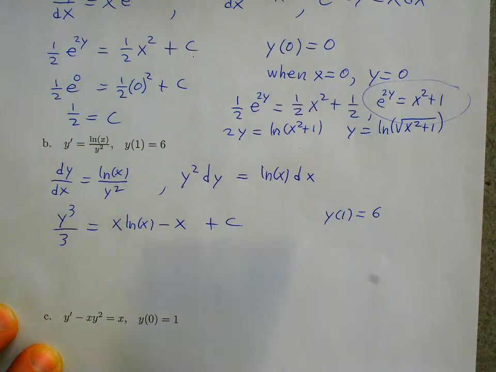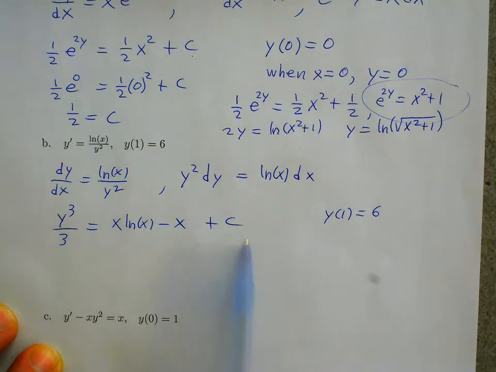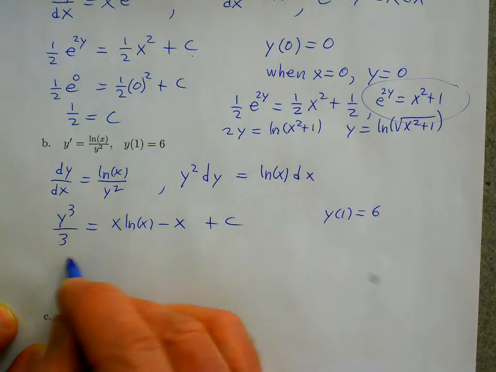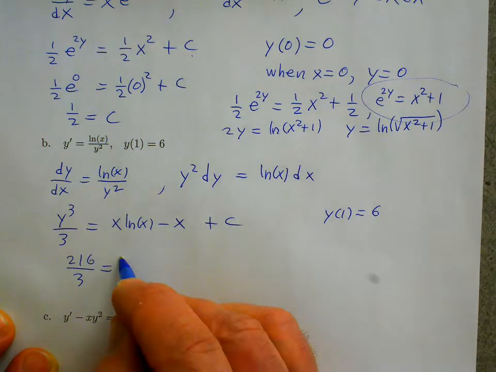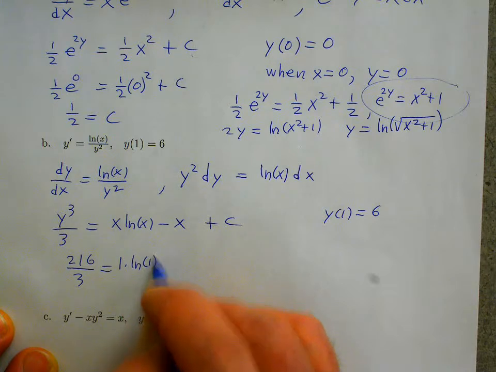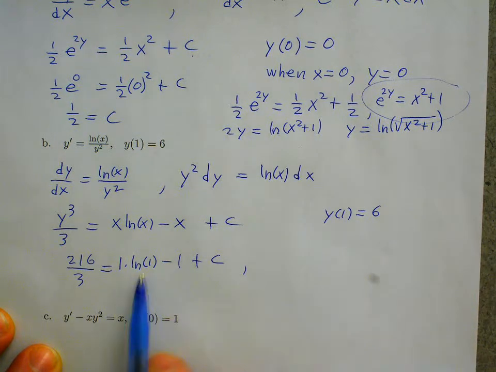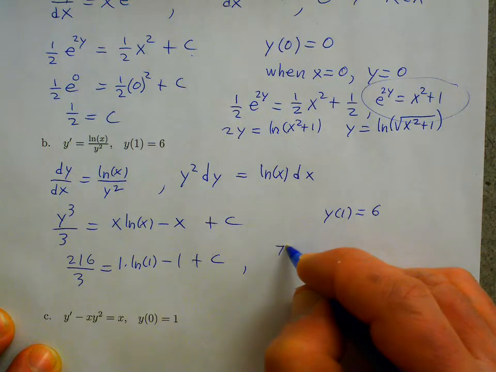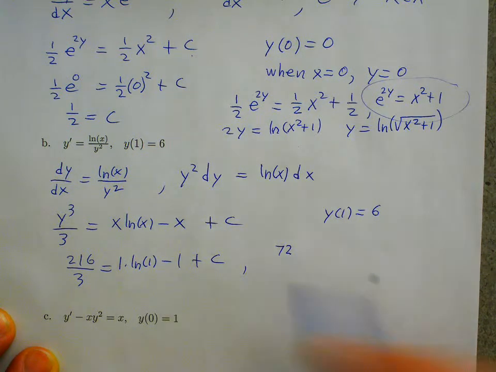So let's see, replace x with 1 and y with 6. So 6 to the third is 216 divided by 3 equals 1 times the natural log of 1 minus 1 plus c. The natural log of 1 is 0. 216 divided by 3 is 72. 72 minus 1 equals c. 72 plus 1 is c.